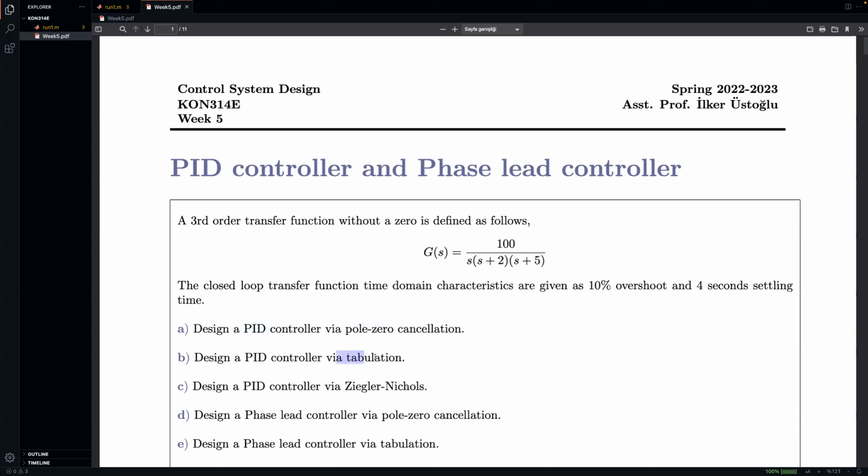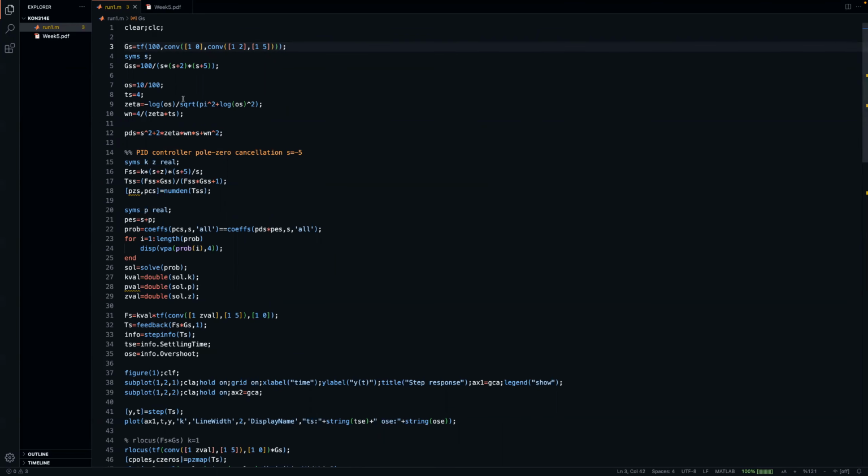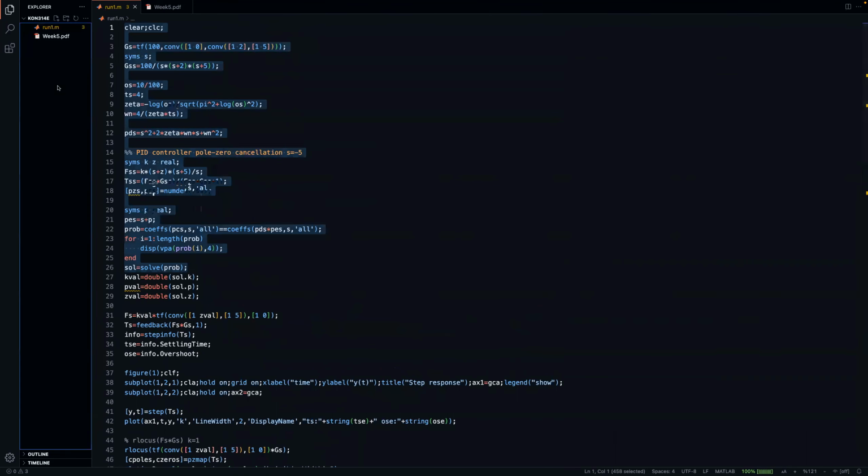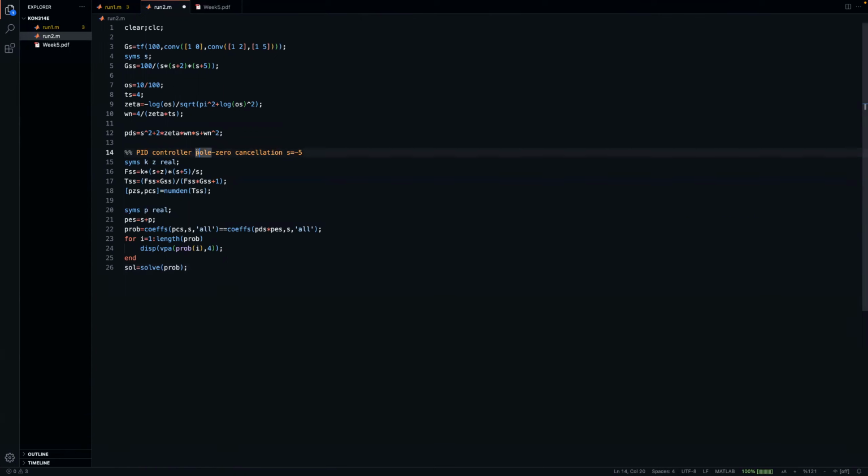So what we're going to do now is transition into tabulation, which means that I'm just going to copy the first half here, up to this point, maybe. Create another script, run 2.m. There we go. But now there's no pole zero cancellation at all, which means that we are back to the most general case of a PID controller, K, Z1, and Z2, and nothing else. So, yeah, I'm not going to use this representation here, but I'm going to switch to KD, KP, and KI.